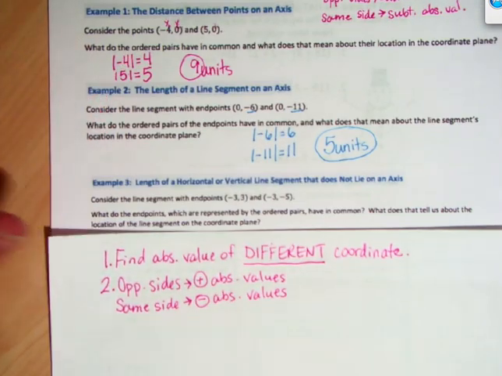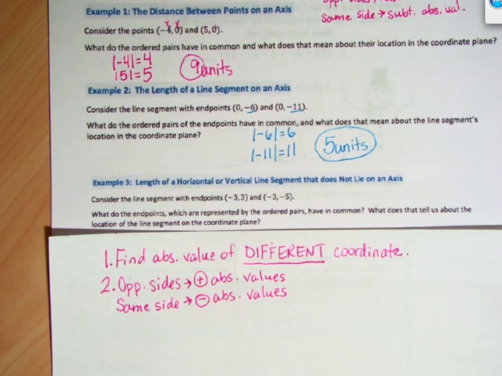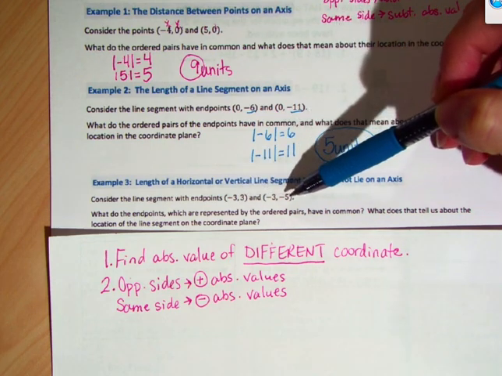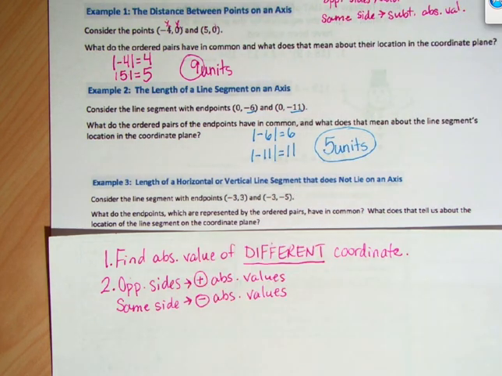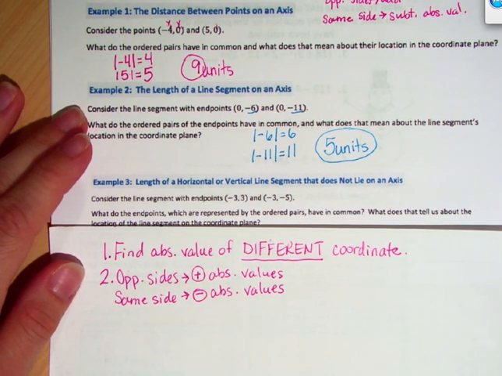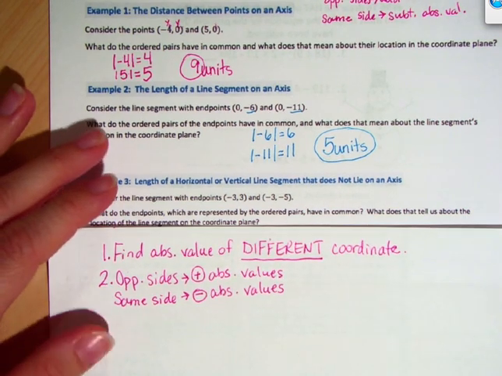Okay, but this one doesn't lie on any axis, and I know this because none of my coordinates are 0. This is where it's going to come in that we have to find the different coordinate. So I didn't say the one that's not 0, because they're not always 0. Not all points lie on that axis or the other one. So, all right, let's see. What did these have in common?